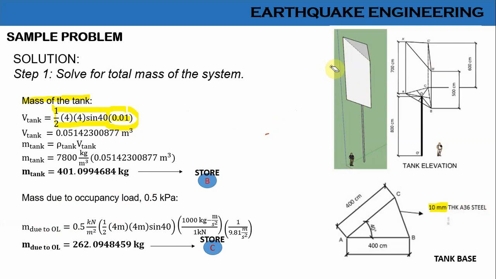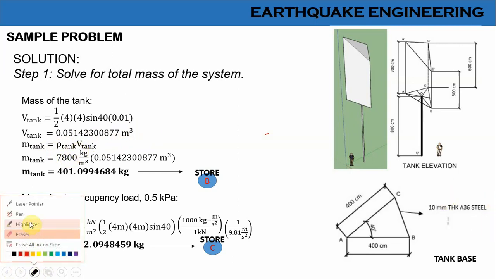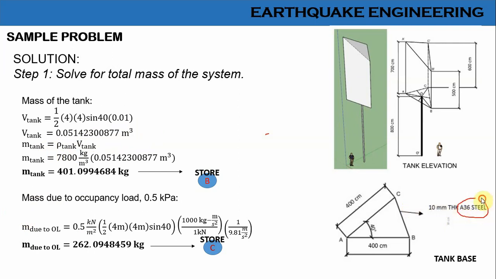So, delete. Now, calculating, we have 0.051423 cubic meter. And again, solving for mass, always keep in mind that for A36 steel, the density is 7,800 kilogram per cubic meter. Then multiplying with the volume of the tank, we will get 401.0994684 kilograms. Then we store it in B.